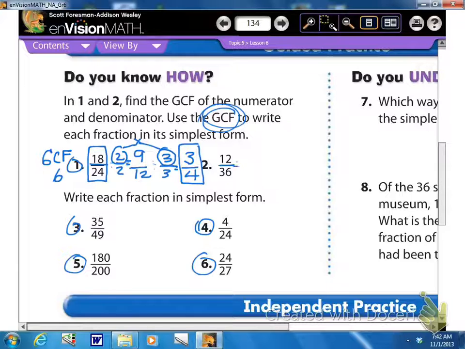So I'm going to divide by 12 over 12, right? I'm going to divide the numerator by 12 and get 1, and the denominator 36 by 12 and get 3. So 12 over 36 is equal to 1/3, and if I want it in its simplest form, which we always do for fractional answers, I'm going to write it as 1/3.